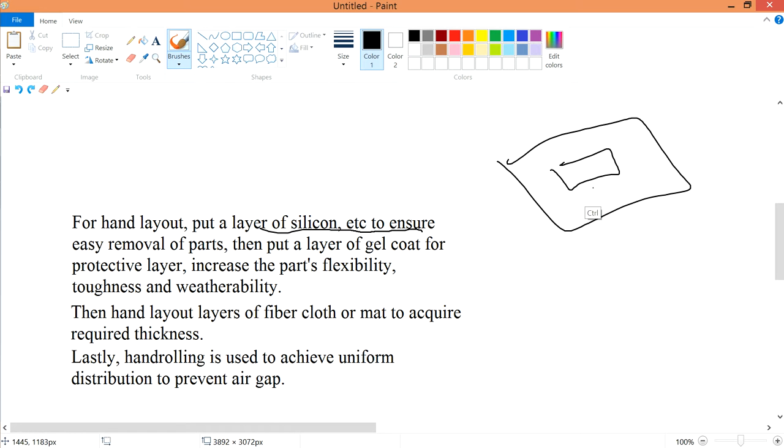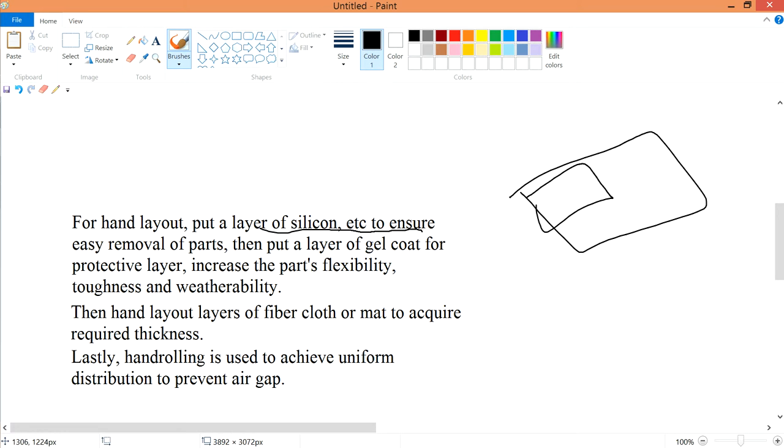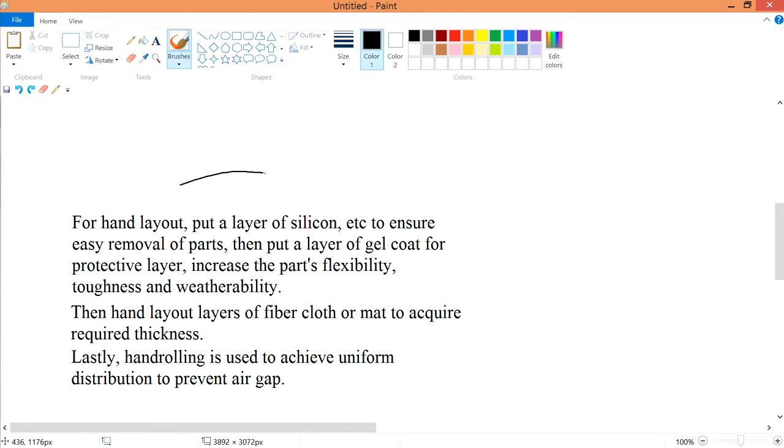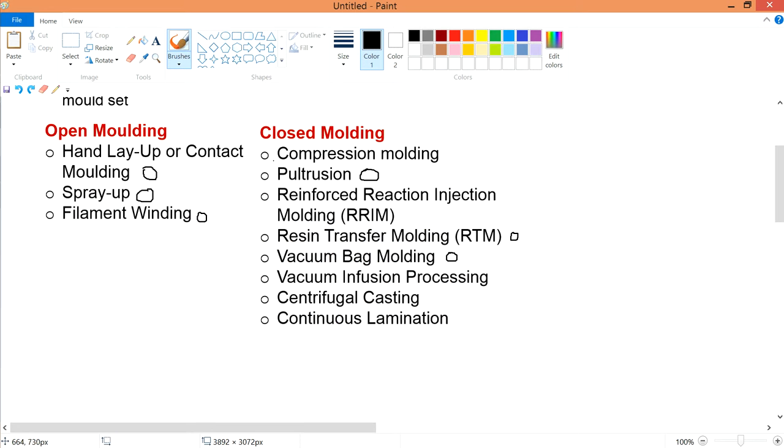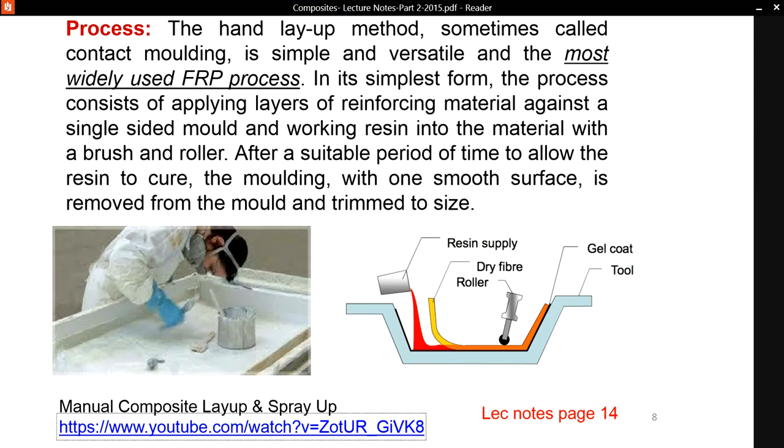I don't know whether it's water or what. Some gel coat again, I think, to actually put the fiber, stick the fiber onto the coat, such that you can actually lay it up. So over here, the fibers can be a cloth or mat, and you just layer it layer by layer, so you put it on top so that it can be whatever shape that you want. Then lastly, you will hand roll them to achieve uniform distribution to prevent air gap.